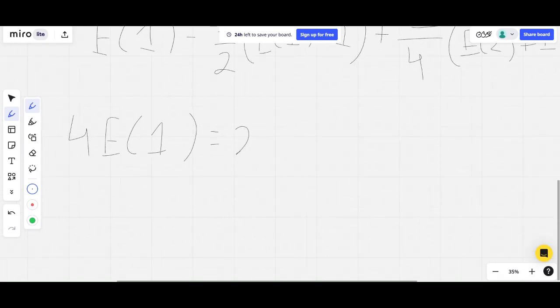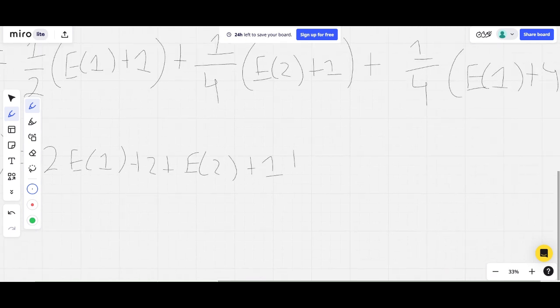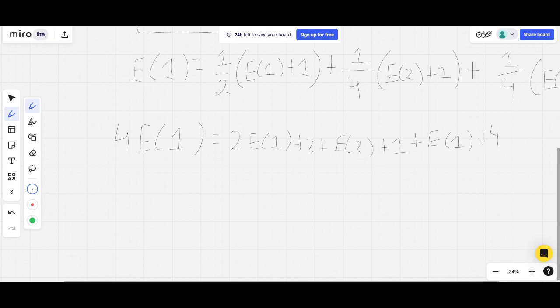4E(1) equals 2E(1) plus 2, plus E(2) plus 1, plus E(1) plus 4. Okay. And so now let's move our E(1)s over. And so we get E(1) equals E(2) plus 4 plus 2 plus 1, which is 7. E(2) plus 7.